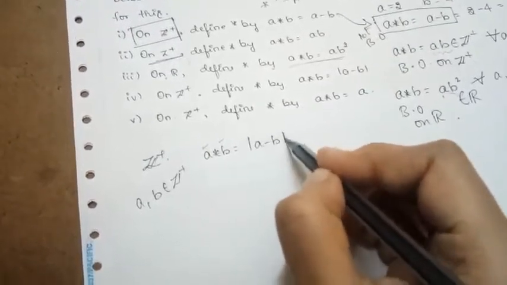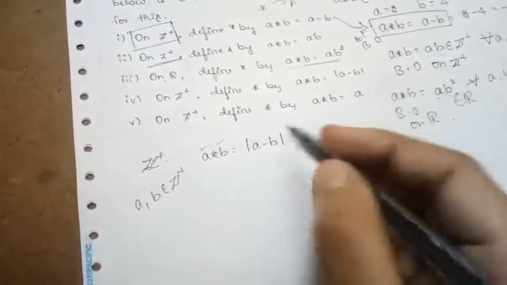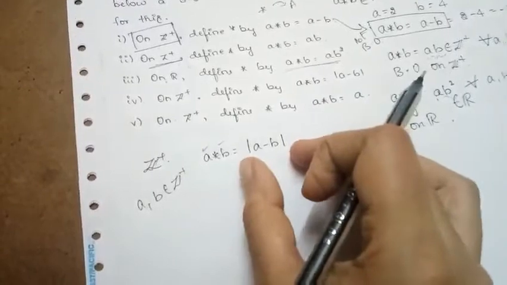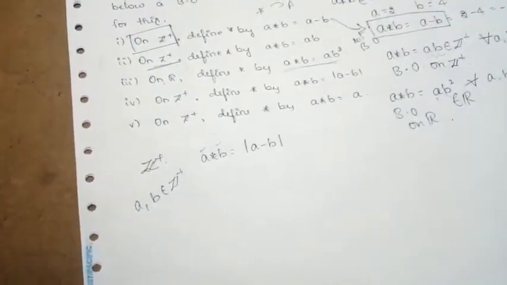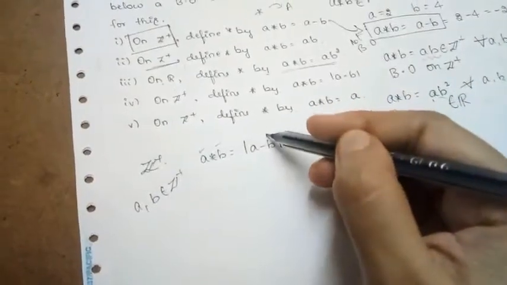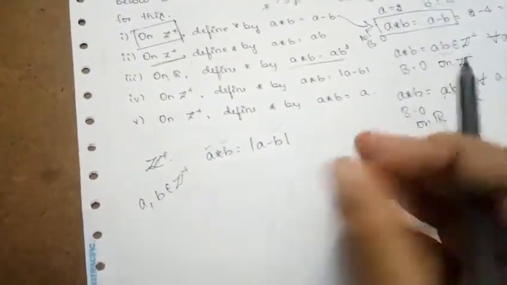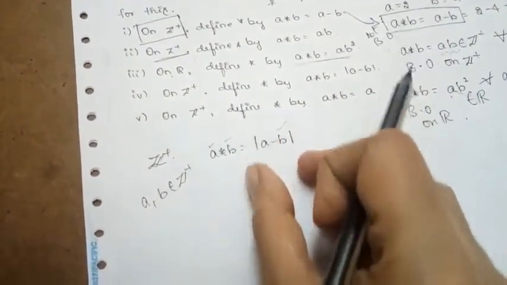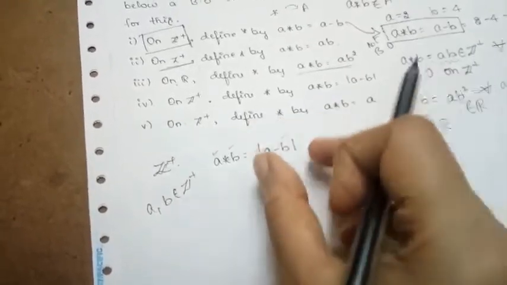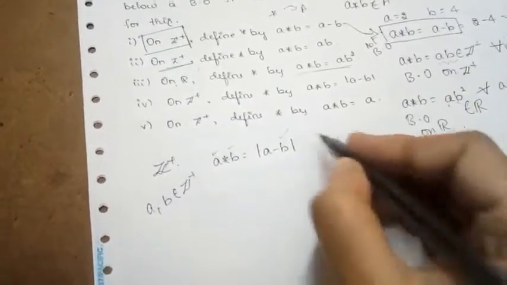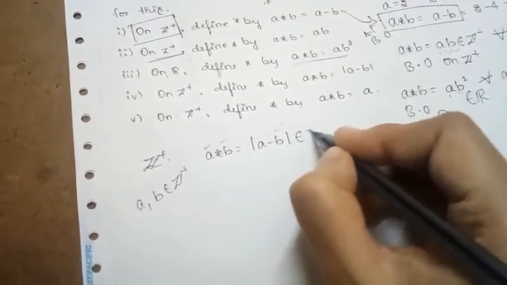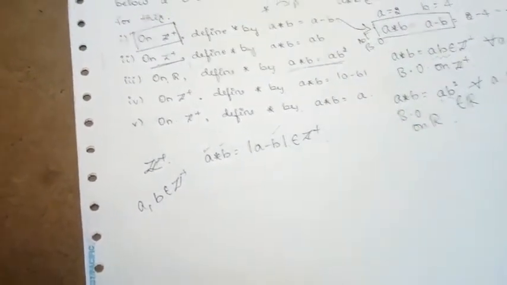But here we are having magnitude. That means, since we are having the magnitude, any negative number is also going to become a positive value itself. So even if b is a greater value, since we are having a modulus here, that modulus will turn the negative integer into a positive integer.